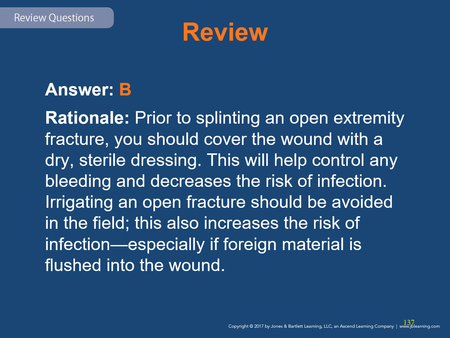Prior to splinting an open wound extremity fracture, you should cover the wound with a dry, sterile dressing. This will help control any bleeding and decrease the risk of infection. Irrigating an open fracture should be avoided in the field. This also increases the risk of infection, especially if foreign material is flushed into the wound.